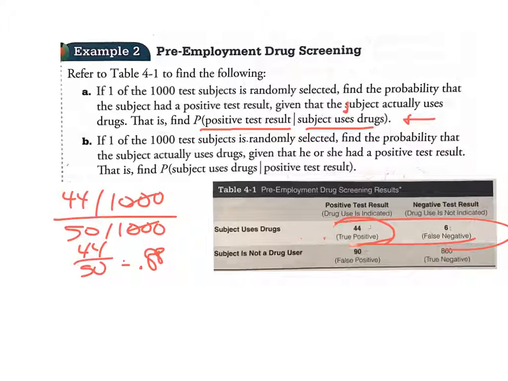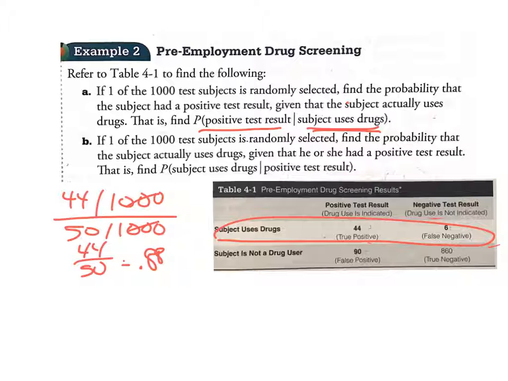Now the other way to do it is called the intuitive way, and to be honest, that's the way I usually do it the most. Intuition just means do what you know. So it says find the probability of the positive test result given the subject uses drugs. So when it says given the subject uses drugs, all I'm looking at is that. That's all I'm looking at. So if that's all I'm looking at, what is the probability that I get a positive test result?